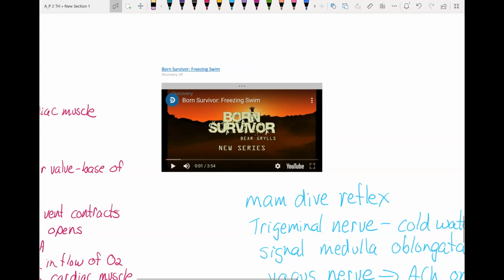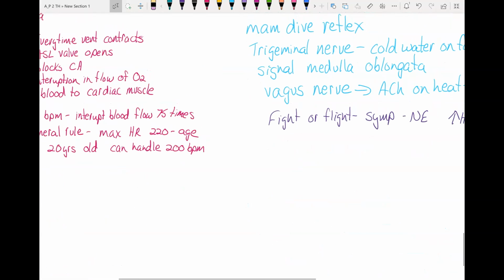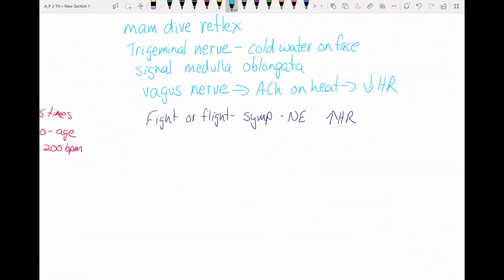All right, so as soon as he put his face in the water, his heart rate dropped from 160 to 55. That is a very rapid and huge decrease, and that is the mammalian diving reflex. Every mammal will do this. You put cold water on your face, it slows your heart rate down.